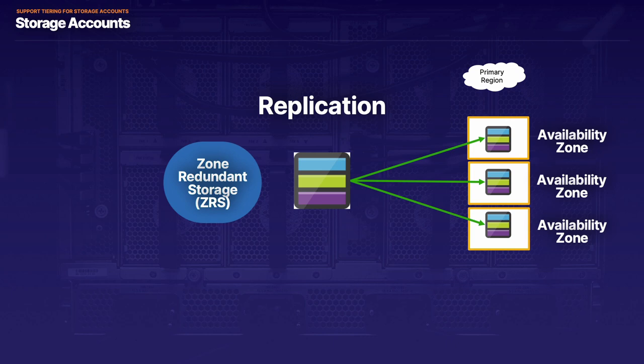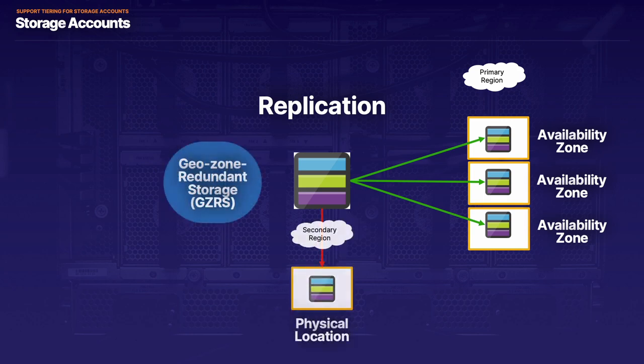For zone redundant storage, we are going to have 3 separate copies of data once again, but instead of being at the same physical location, they will be in different availability zones in the primary region. And then finally, for geo-zone redundant storage, or GZRS, we're going to do the same thing where we're going to have 3 separate copies of data in 3 availability zones on the primary region, as well as having a 4th copy of the data in a secondary region physical location as well.